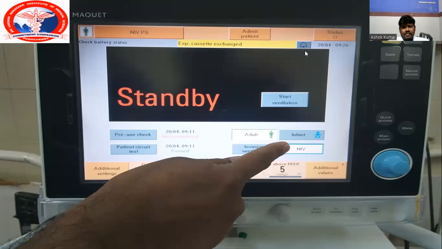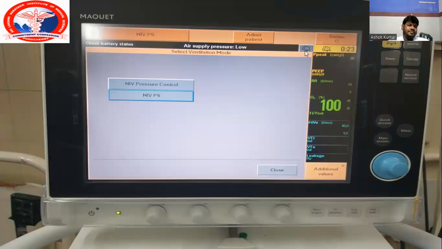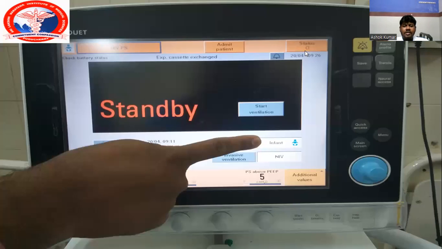Then we can click non-invasive ventilation in standby mode. Instead of invasive ventilation, we select non-invasive ventilation, and we can also select either adult patient or infant patient. In NIV, non-invasive ventilation, we have two modes: pressure control as well as pressure support. We can change from adult to infant by clicking the infant button.